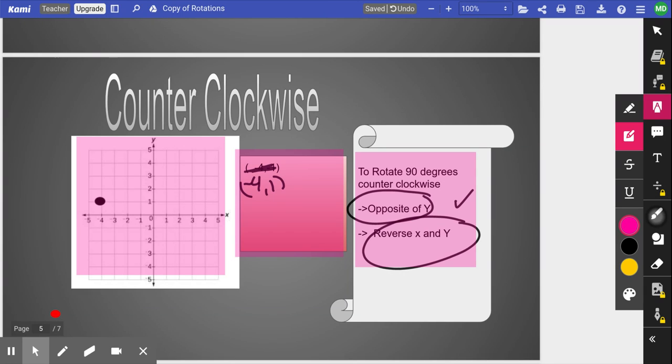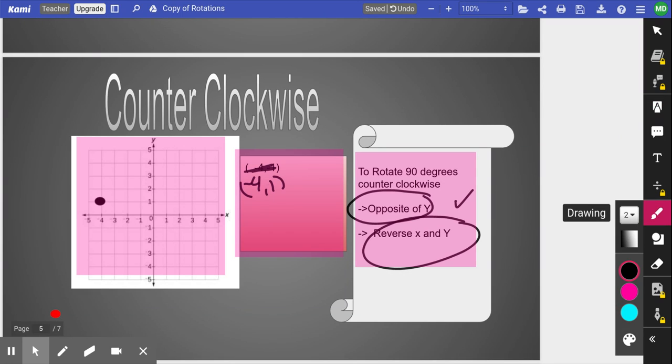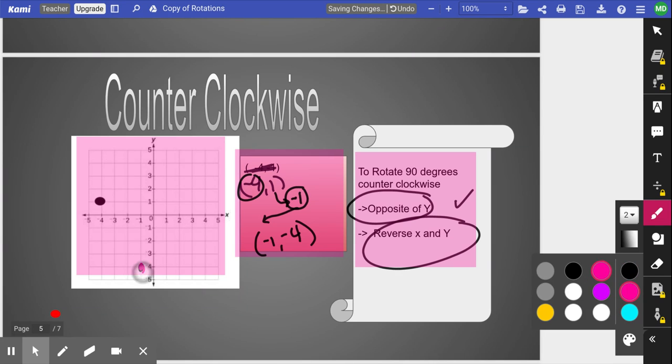Okay? So all we have to do is the opposite of y and then reverse the ordered pair. So it's going to be -1, -4. Notice the y value is the only one that changed its sign. But then, because I'm rotating the axis, I need to rotate the ordered pair. So -1, -4. If we plot -1, -4, x is -1, y is -4, that is the new image right there, okay? So we have A and A prime.